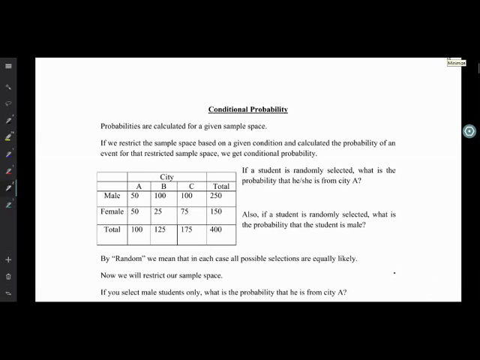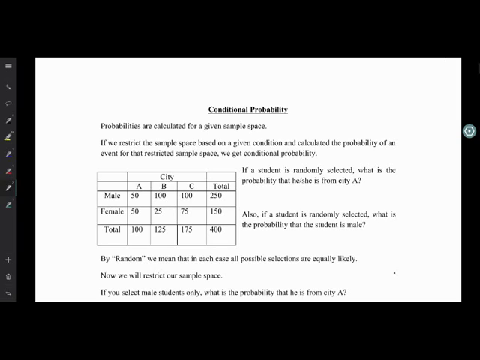In this lesson, we are going to talk about conditional probability. Probabilities are calculated for a given sample space. When you know an event occurs in a certain sample space, the probability of that event will be the number of elements in that event divided by the number of elements in that sample space. But if we restrict our original sample space based on a given condition, then we can calculate the conditional probability.